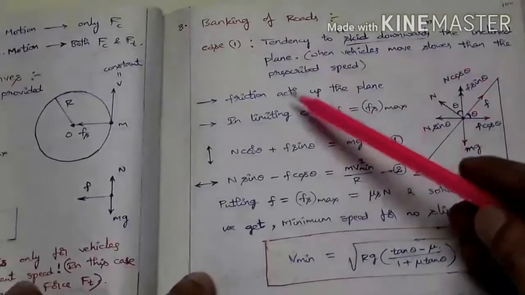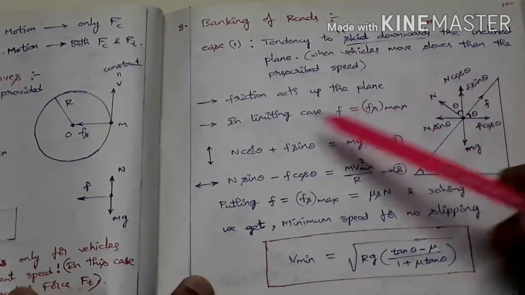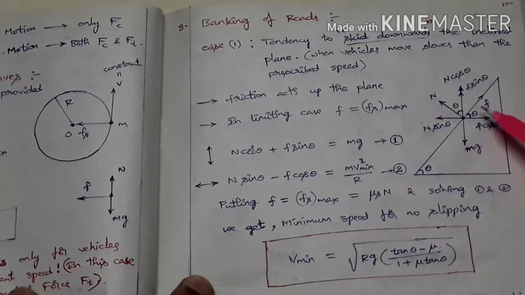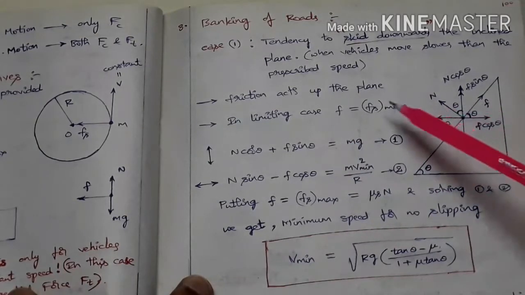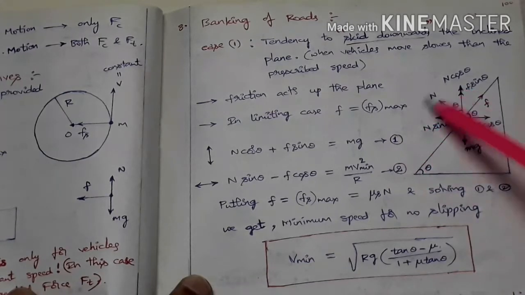Okay, so friction acts up the plane in this case. When the bodies are moving slow, friction is acting upwards along the plane. In the limiting case, this friction has its maximum value. It can provide a maximum value of fs max only. So, considering this FBD, what are the forces acting here?